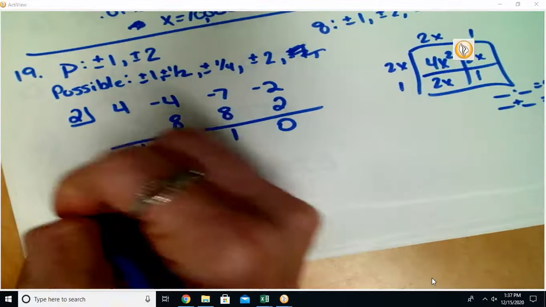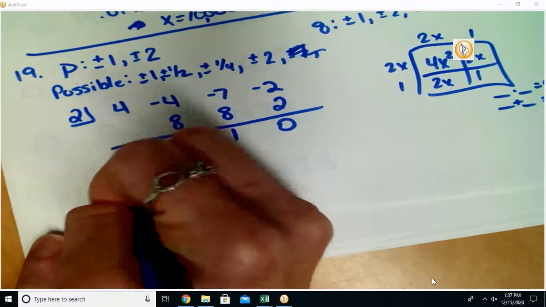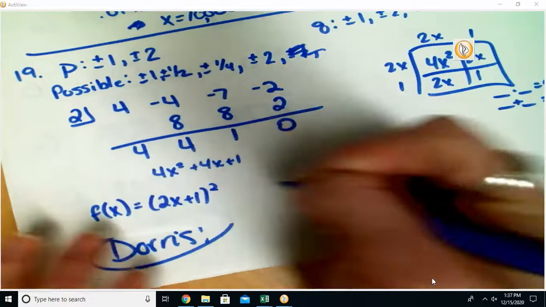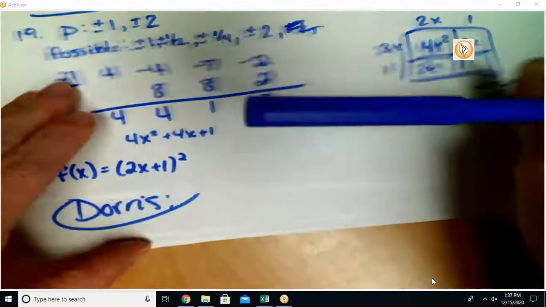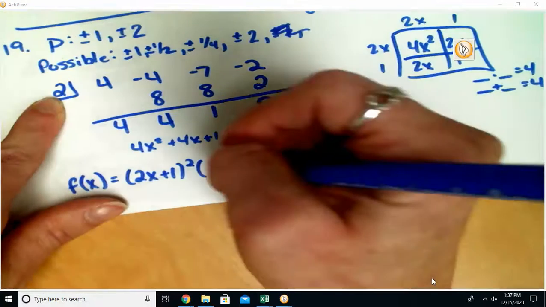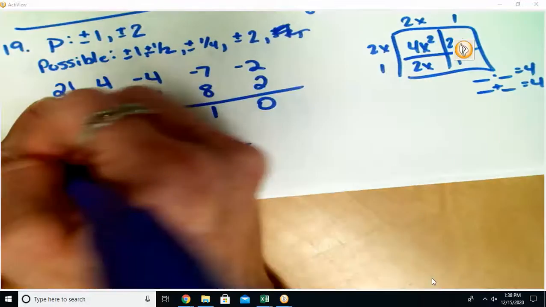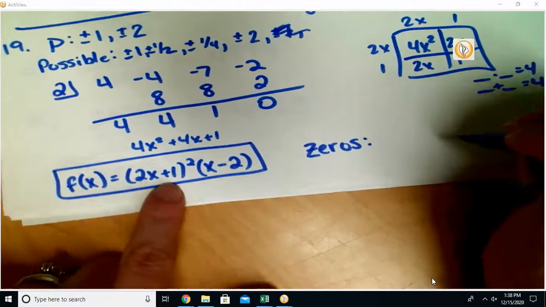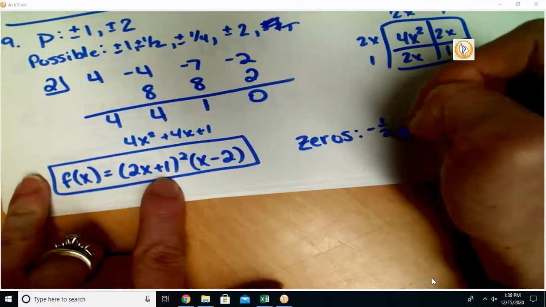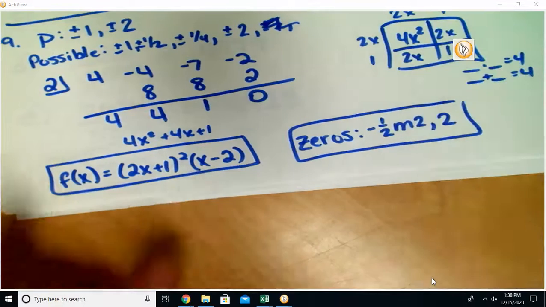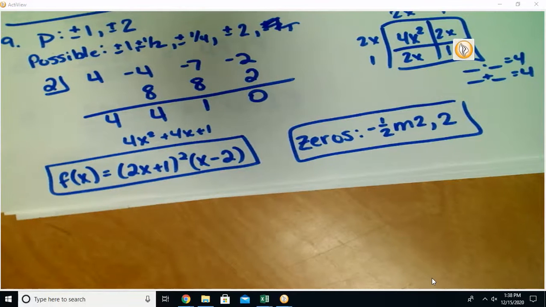So I asked for a couple things. The factored form: we have this 2x plus 1 twice, so you could put 2x plus 1 squared. 2 was a 0, so what else has to be in here? How do I write my factor? You always do x minus your 0, so x minus 2. That's the factored form I asked for. The zeros: you just set each of those parentheses equal to 0. So this would be -1/2. It was squared, so multiplicity 2, and my 2. Questions there?